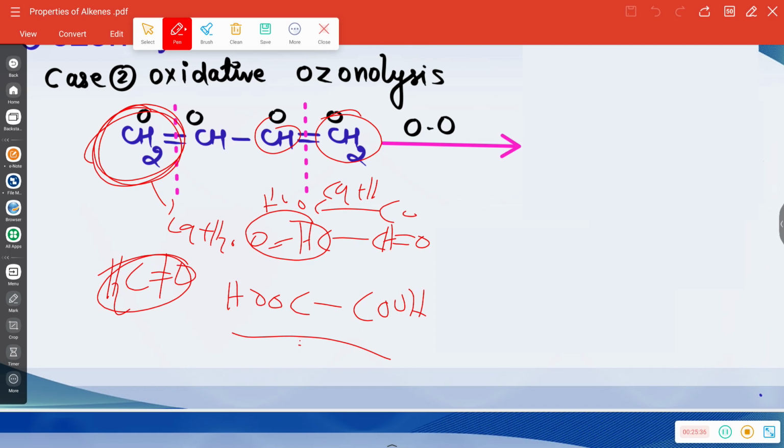Extra points I am telling. Actual oxidative ozonolysis is not there in this textbook for this syllabus. I ask, why? Where is it useful? Very important.